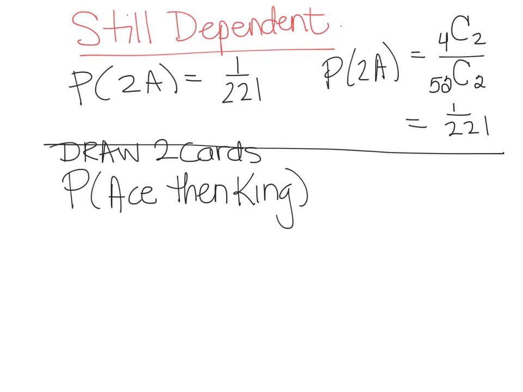Sometimes they might even say, what's the probability that you get an ace on your first card and a king on your second card? Okay? So I've very much told you who is first and who is second. I've very much told you that the order does matter. Okay? So in this case, you're not going to do combinations. No combinations allowed here because the order matters.